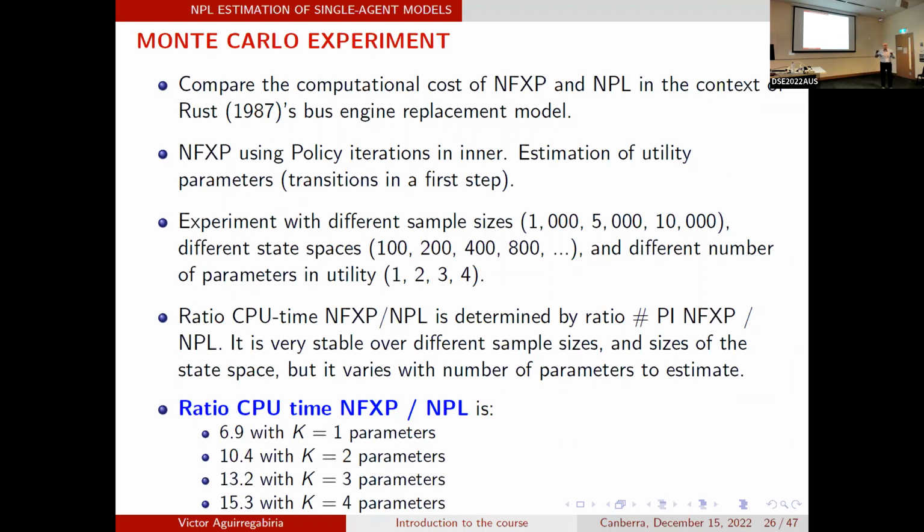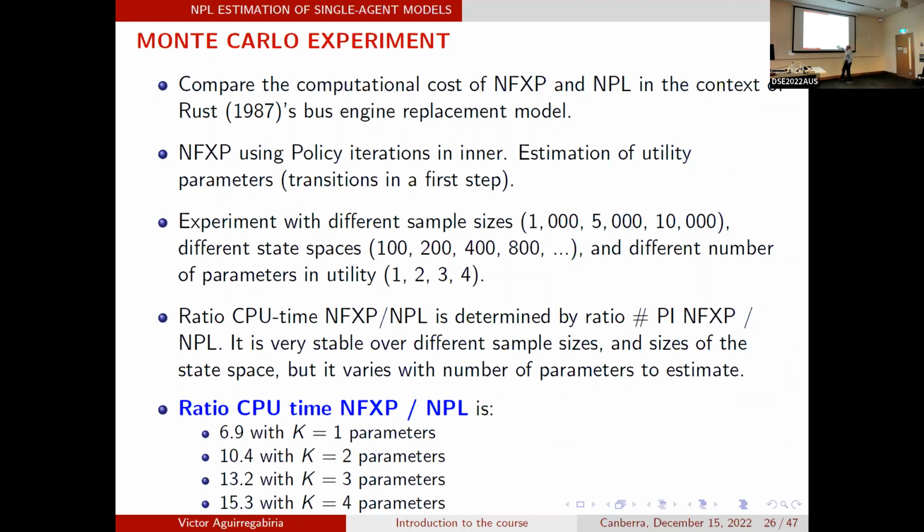The dimension of the state space, at least in this range, has very little effect on how many policy iterations we need, either for the nested pseudo likelihood or for the nested fixed point. Okay, if it has some increase, it is in a way that the ratio remains pretty constant across the different state spaces. What is very important is how many parameters we have to estimate, okay? What is the dimension of theta? That has an important effect on the ratio, okay?